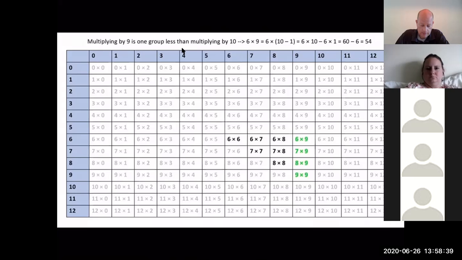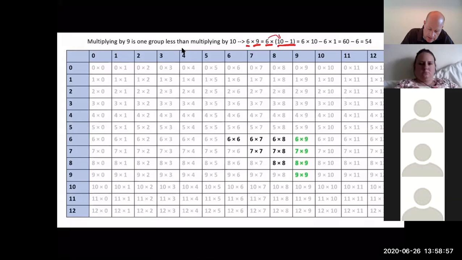9s. 9s can also be thought of, like the book says, as multiplying by 10 but then taking one group less. So 6 times 9 is the same as 6 times 10 minus 1. So I'm taking that 9 and substituting in 10 minus 1. Using the distributive property, I can do 6 times 10 and 6 times 1. This is the distributive property of multiplication over subtraction. We get 60 minus 6, and we get 54.